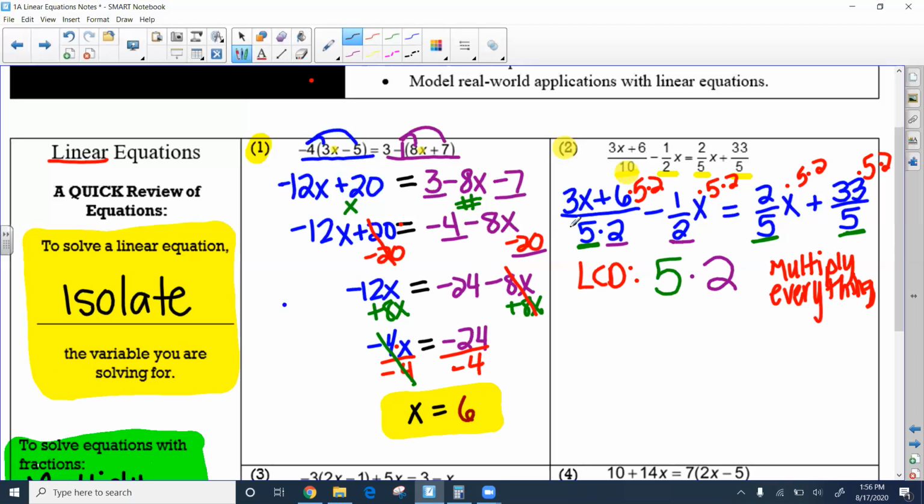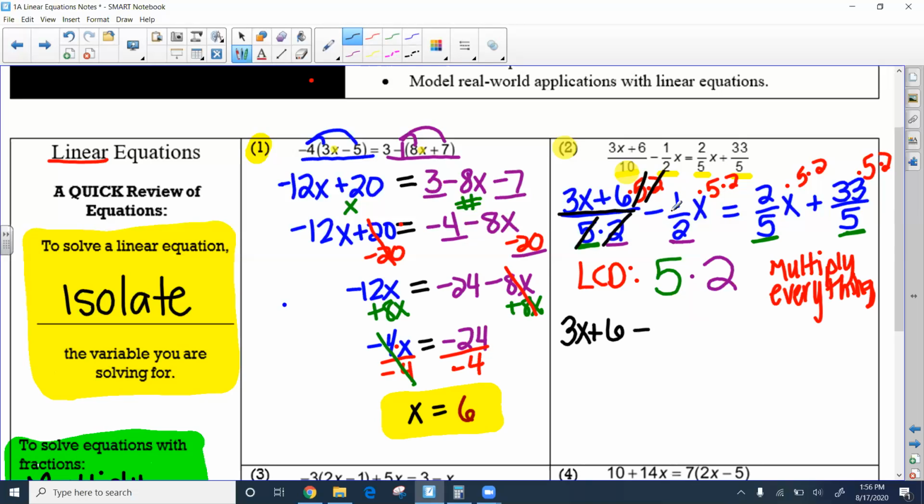So on this first term here, notice that the 5 that I multiplied by is going to divide out with the 5 that was in the denominator. So the 5s are going to divide out. And then the 2 that I multiply by is going to divide out with the 2 in the denominator. So both factors in the denominator divided out. And so all we're left with now is 3x plus 6. Okay, and there's no more fraction on that term. Then I've got the minus sign.